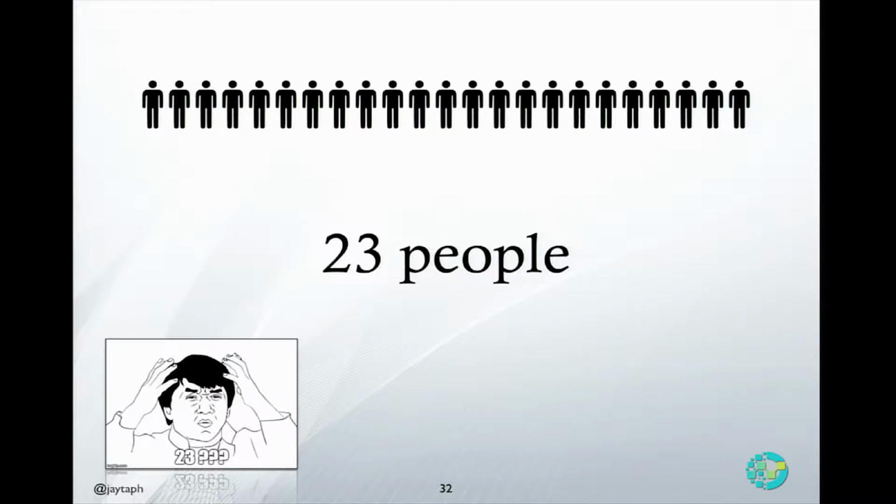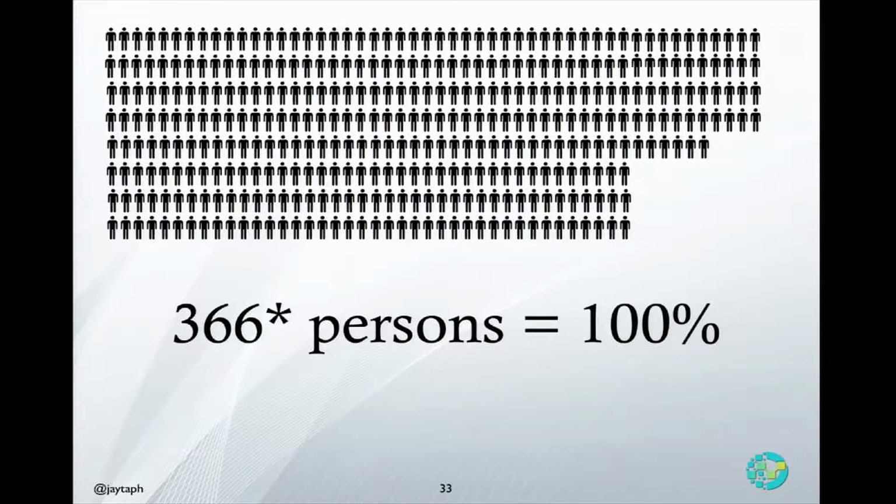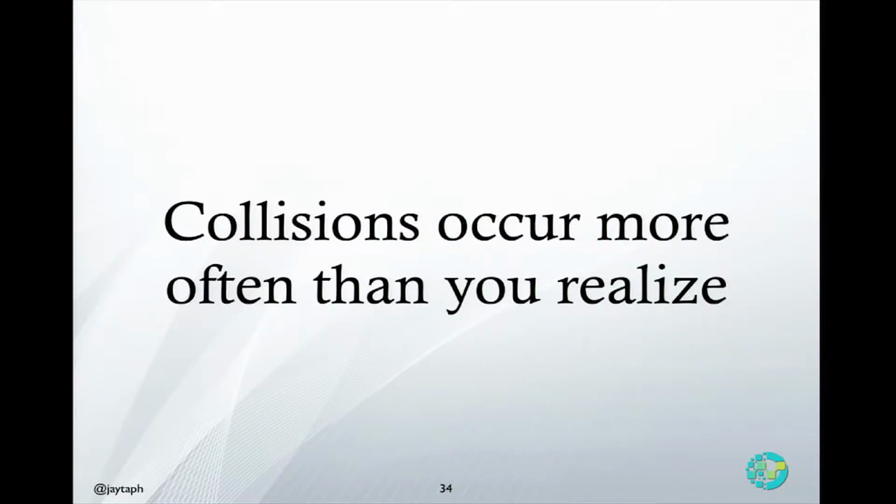But 23 people to get a 50% chance, people don't believe that. They think that's not a lot. That can't possibly be right. And that's the paradox. It's not a mathematical paradox. It's not something that contradicts itself. It's just that people don't believe it. How can this be? We need 366 people to get 100%. Well, depending on leap year, of course. So 50%, 23 people; 100%, 366 people. That's a huge difference. The thing is, with the birthday paradox, collisions occur more often than you realize.